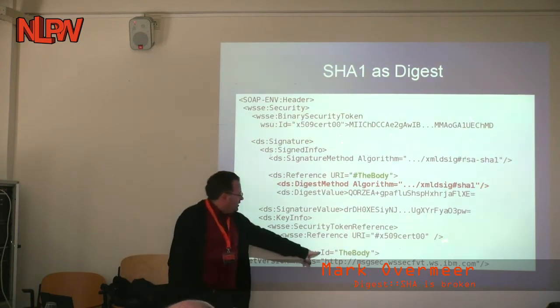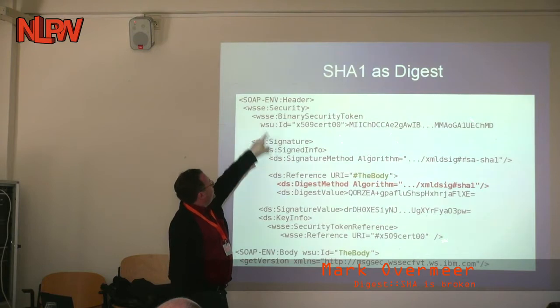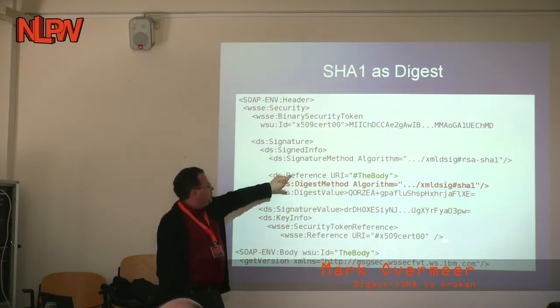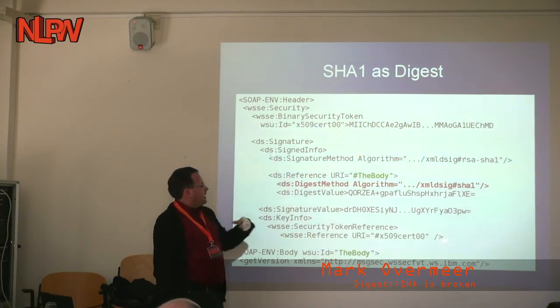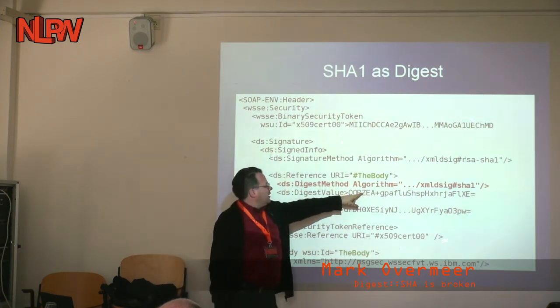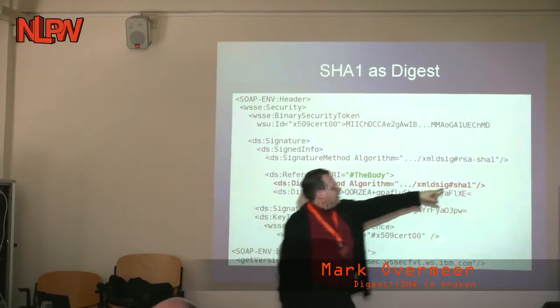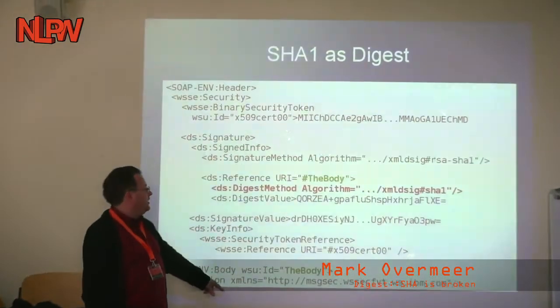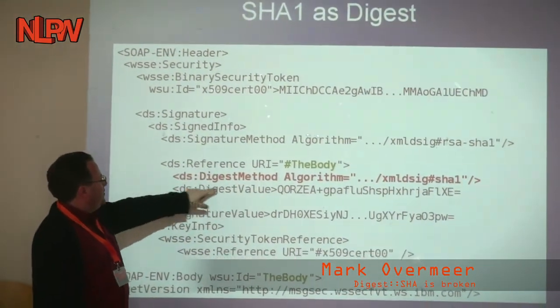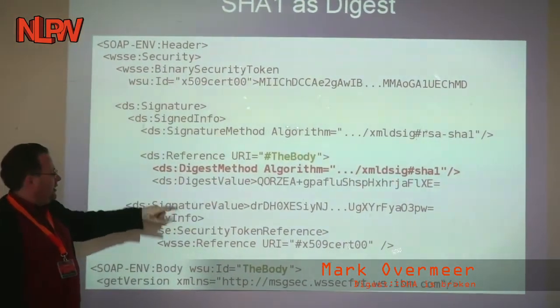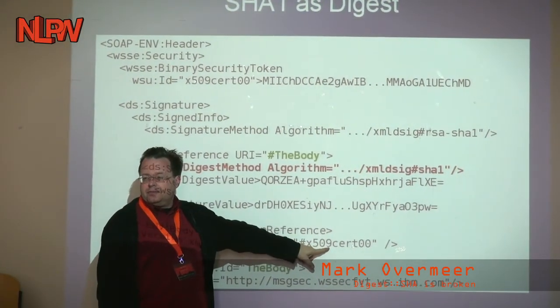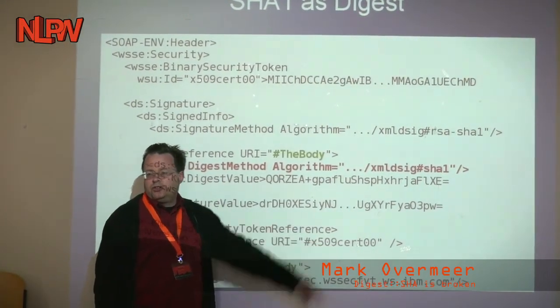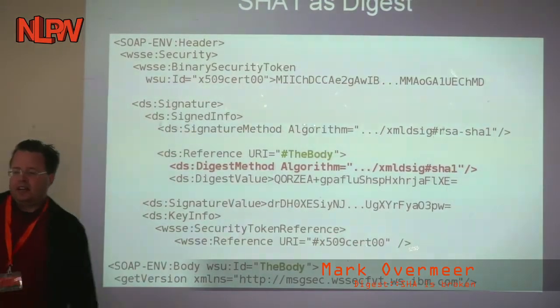And then here the body has an ID. In the header, I have a signature, and the signature references the body. I'm going to sign this body. It's in two steps. First, you have a digest. It calculates SHA-1 for the whole XML body. And then the second thing is that this header itself is then signed by a certificate. So it's a two-step process. First, a SHA about the body.